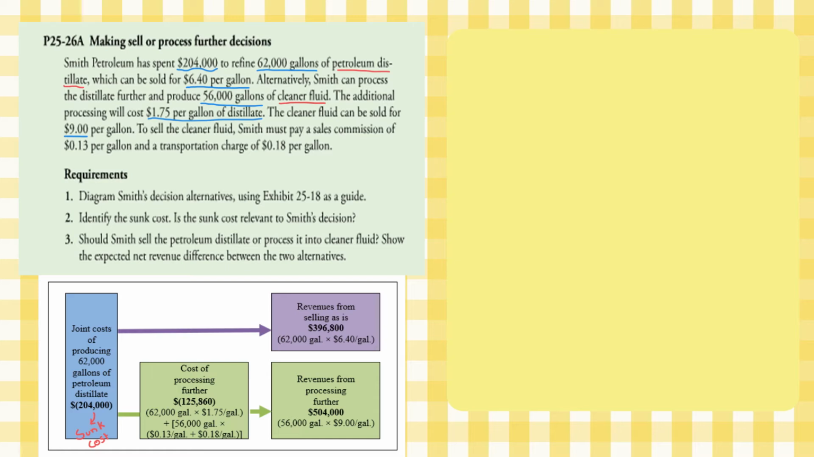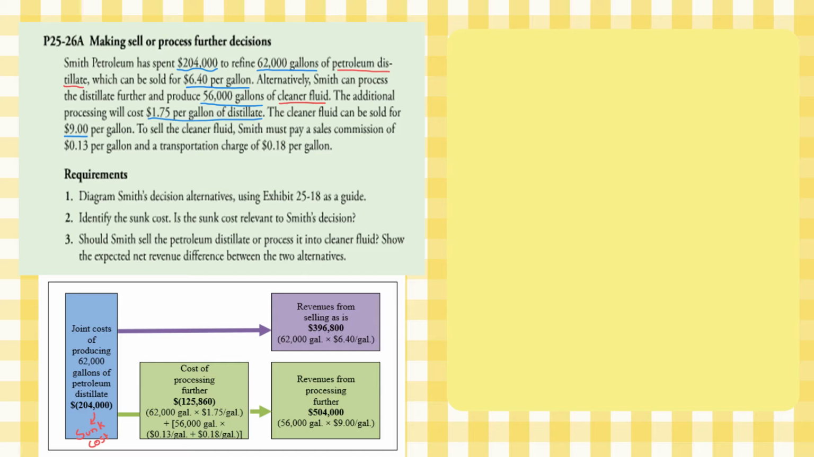Now we have two options, either to sell as is as distillate, and we have 62,000 gallons, the sales price will be $6.4. So this is the revenues if I sell it as distillate. It's going to be 62,000 gallons multiplied by 6.4 per gallon. Option number 2 is to process it further into cleaner fluid and sell it as cleaner fluid. So the revenues will be 56,000 gallons multiplied by the sales price per gallon, which is 9. So 9 times 56, it's going to be 504,000.